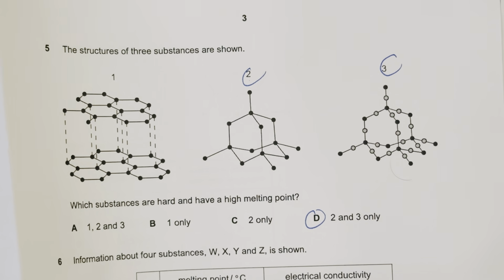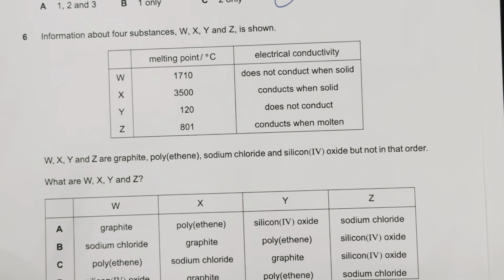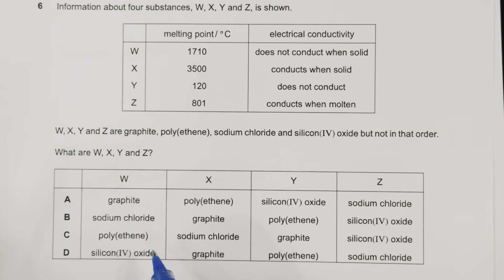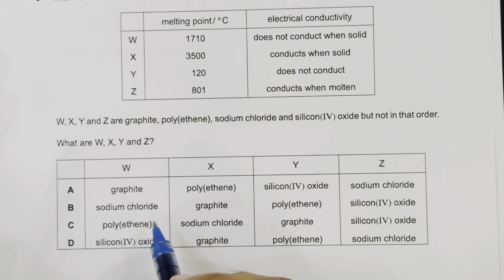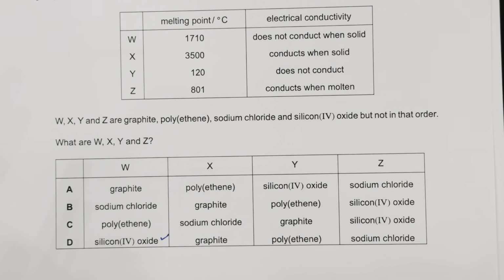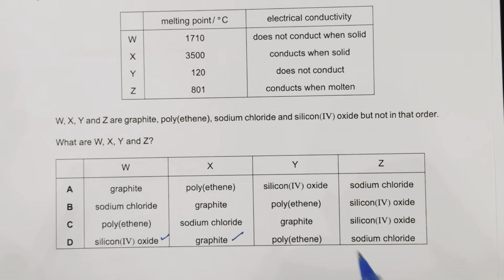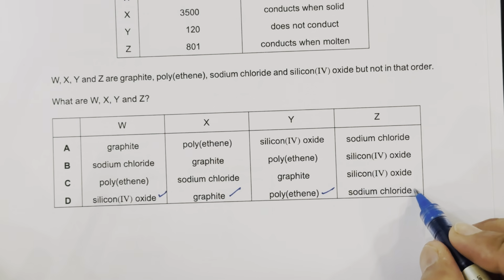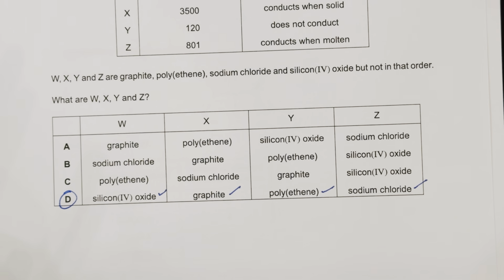Information about 4 substances W, X, Y, Z is shown. W is 1710 and does not conduct when it is solid. Graphite we know can conduct electricity. Sodium chloride does not conduct in the form of a solid. Polythene and silicon dioxide. Next is X, 3500 melting point and conducts when it is solid, so it is graphite. Moving to Y, 120 and does not conduct, so polythene has a low melting point and does not conduct electricity. Sodium chloride conducts when it is molten and its melting point is 801. So option D is the correct answer.